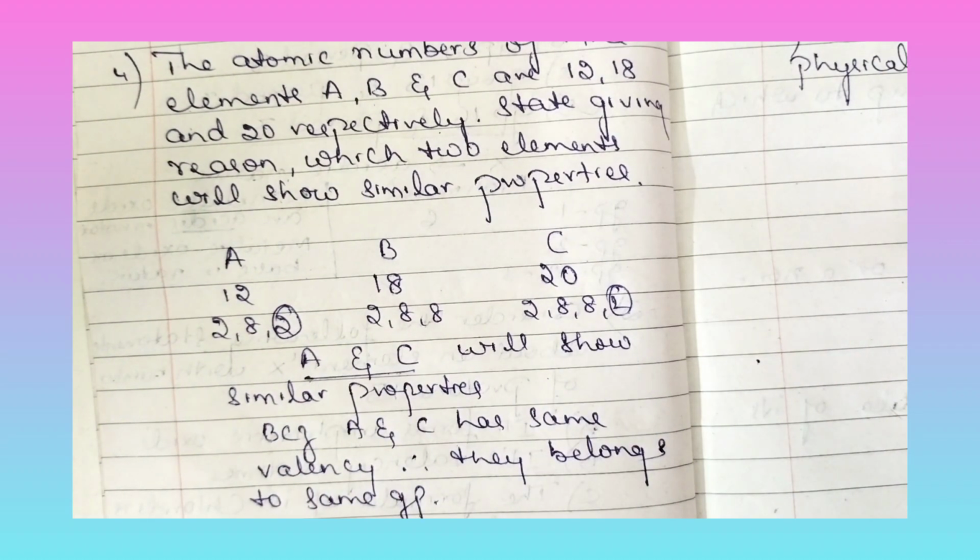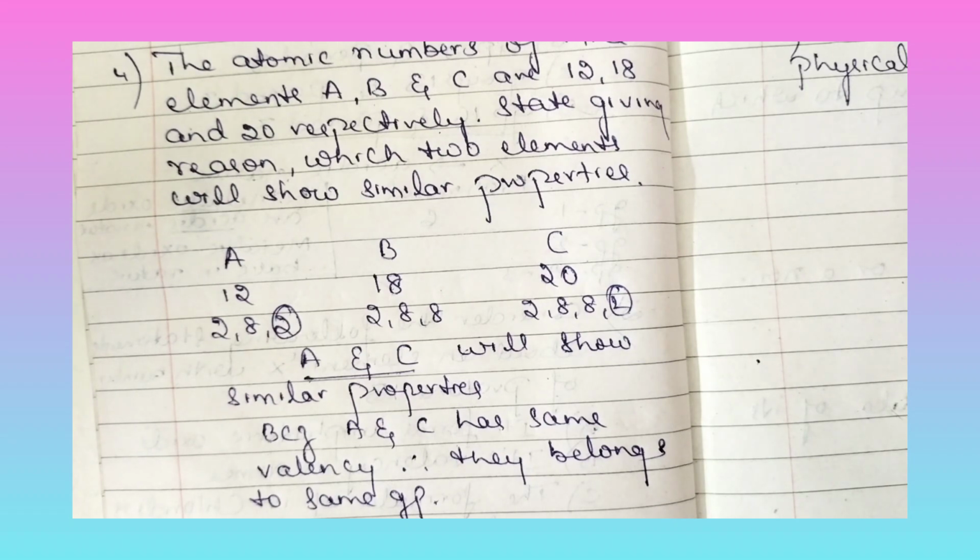A and C elements will show similar properties because A and C have the same valency, that is 2, and hence, since they have the same valency, they belong to the same group. Since they belong to the same group, they will show similar properties. So this is how to answer question number 4.